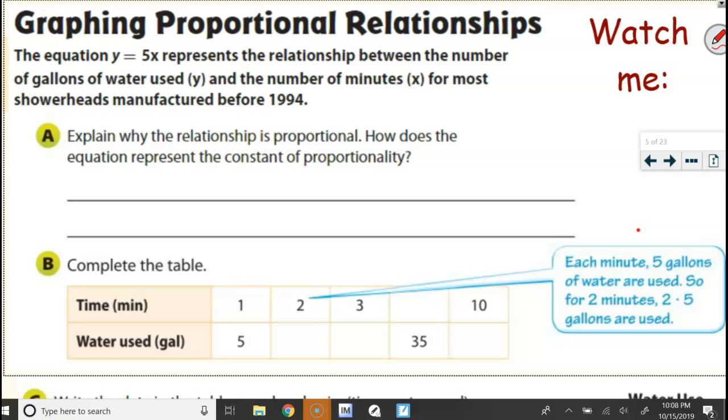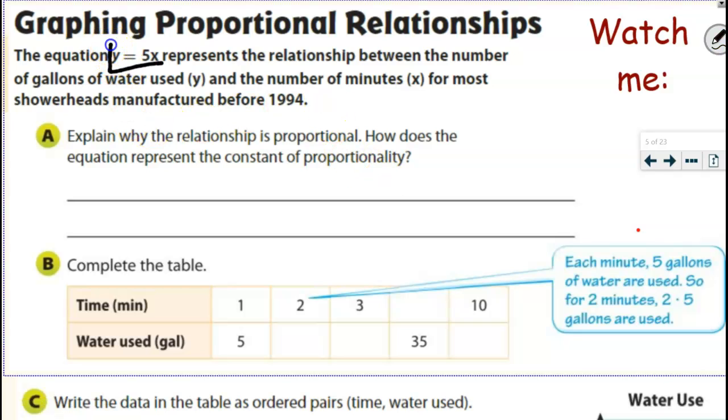Okay, watch me have some fun with this. Shower heads. You might not have thought about that, but when you take a shower, your shower head puts out a certain number of gallons per minute. So the equation y equals 5x represents the relationship between the number of gallons of water used y and the number of minutes x for most shower heads made before 1994. So if you live in an old house or an old apartment that has not been updated in a while, you might have one of these old and inefficient shower heads.